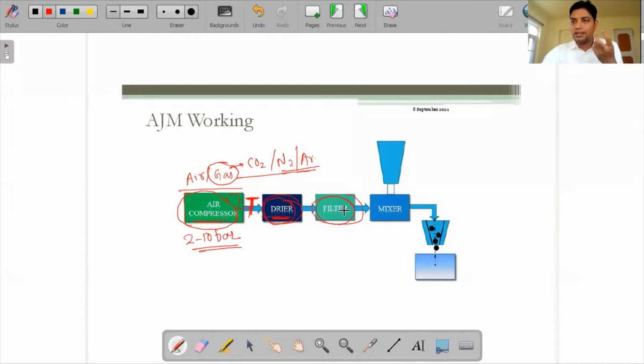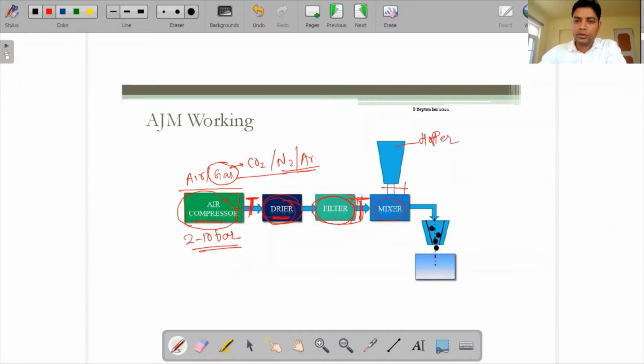The filter separates the air particles and the water molecules. At the end of this, the water molecules should be separated and only air can pass. Now here we are using a valve. After that comes the mixture. Here we are using two systems: first the valve, and here there is another valve. We are calling it a hopper.